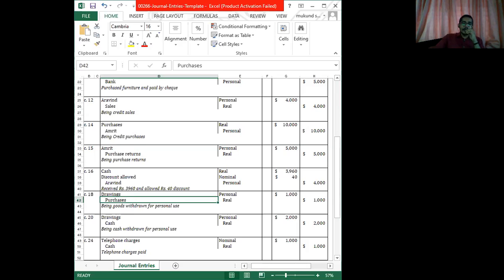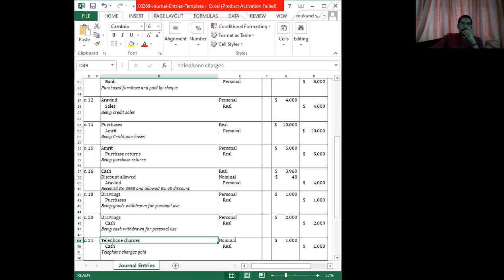Now coming to December 20, again it is drawings, but he withdrew cash, right? So the transaction is nothing but drawings account debtor to cash, because cash has been decreased from our business. So we are debiting that, crediting that, fine.